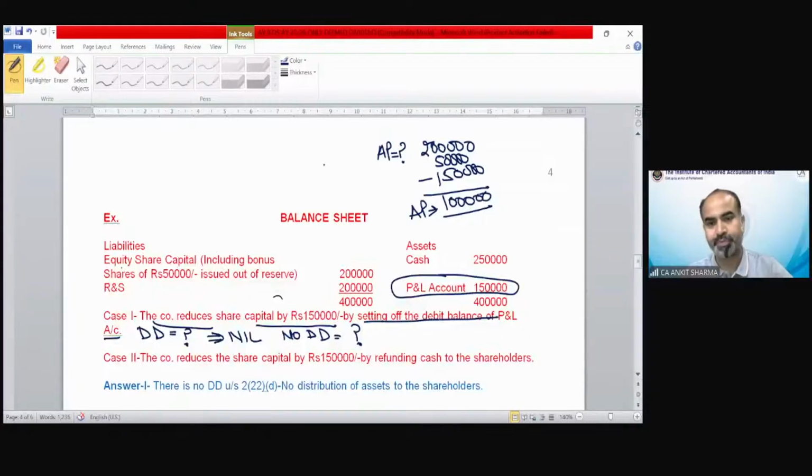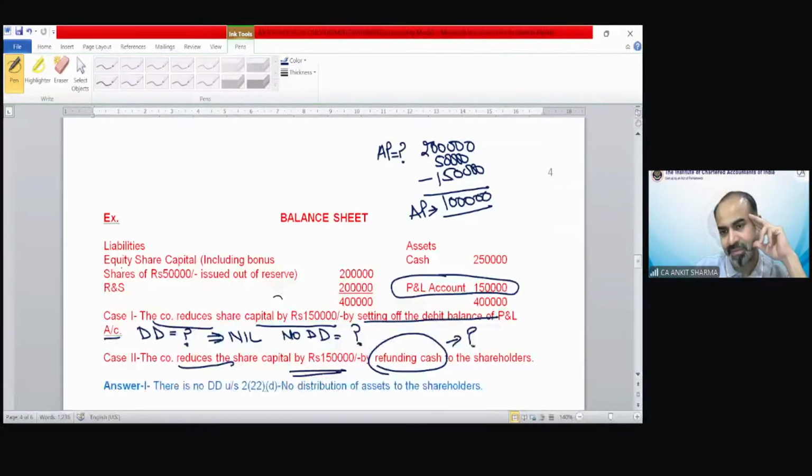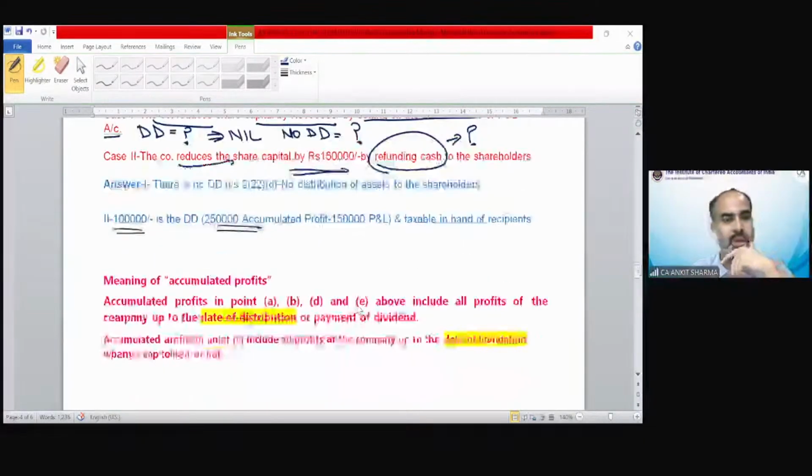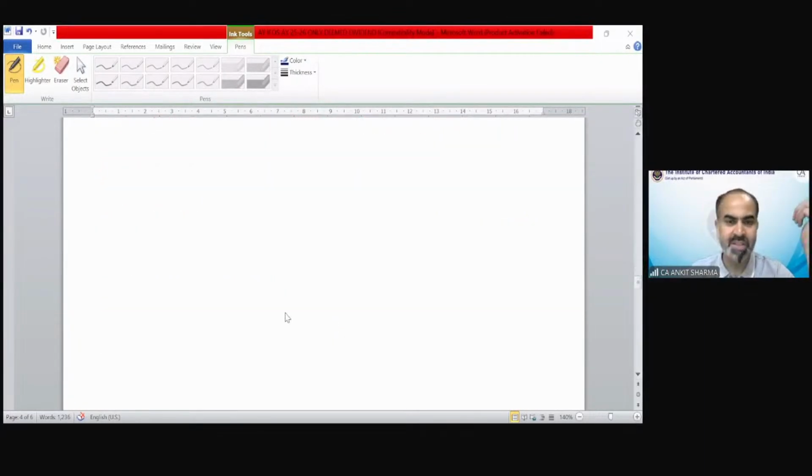Case number 2. The company reduced the share capital by 150 by refunding cash. So is this an asset or not? Is there some distribution? Yes, cash has been distributed. So now the answer would be, of course, 1 lakh rupees, because I was having accumulated profit up to 1 lakh. I hope it's clear now, everyone. Good. What is the meaning of accumulated profit? It has been written. You can go through this concept.